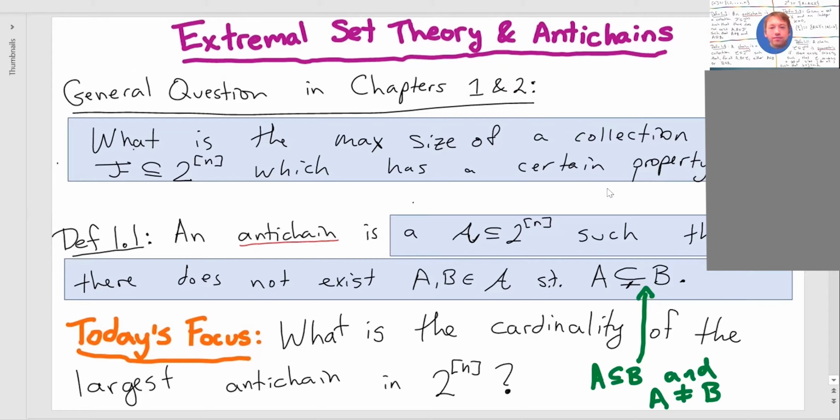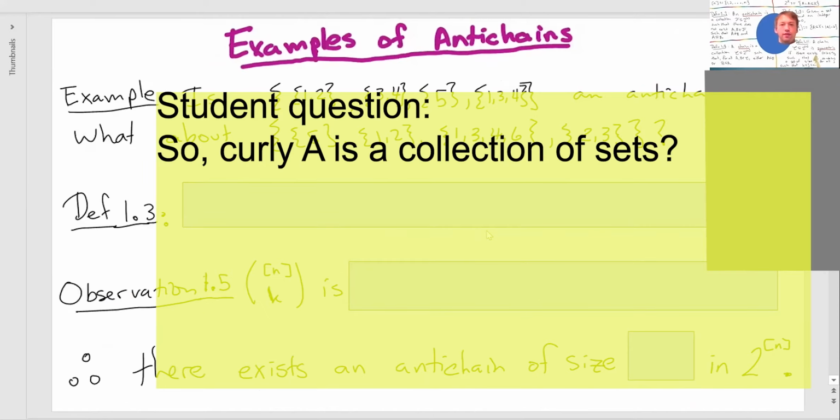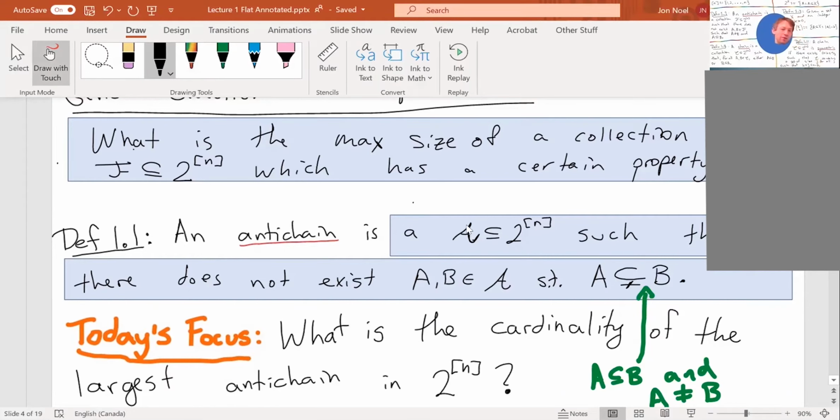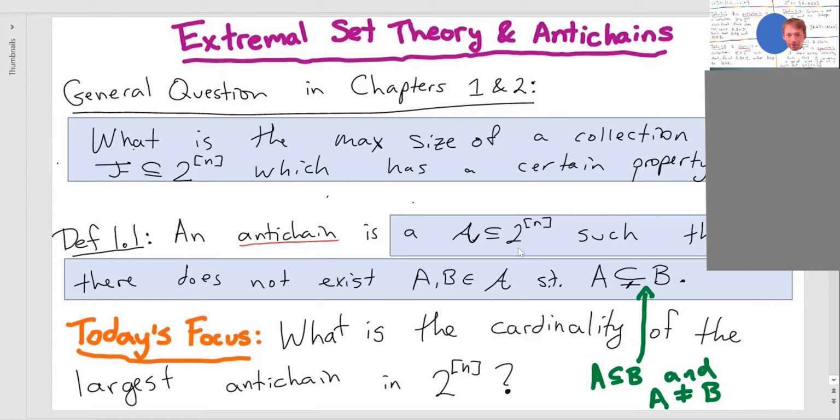Is this clear? Okay, so we're taking subsets of 1 up to n. We want to take as many sets as possible, but the rule is you can't have one that's nested inside of another. Curly A is a collection of sets. I've written curly A is a subset of the power set, which is the collection of all subsets of 1 up to n. The notation takes a little bit of time to become familiar with. Curly A is a subset of that, so the elements of curly A are sets.